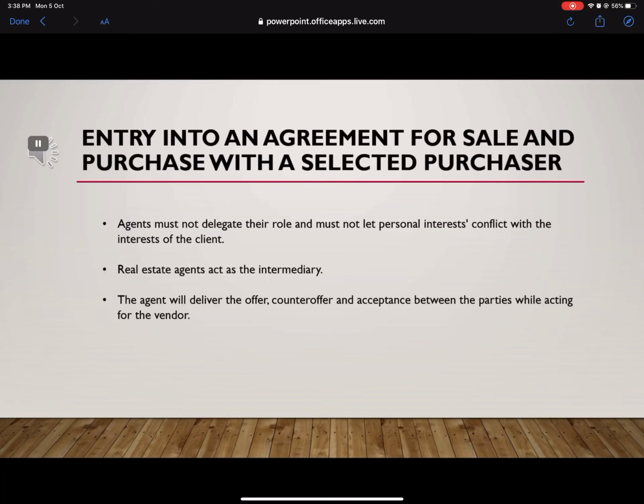This means that while the agent can act as an extension of the vendor when being delivered with acceptance, the agent is usually not allowed to sign on the vendor's behalf when being delivered with a counteroffer.